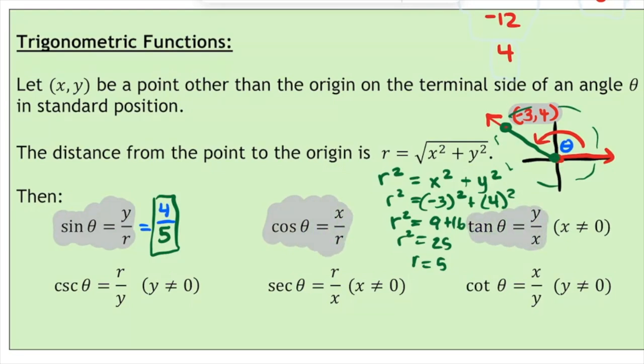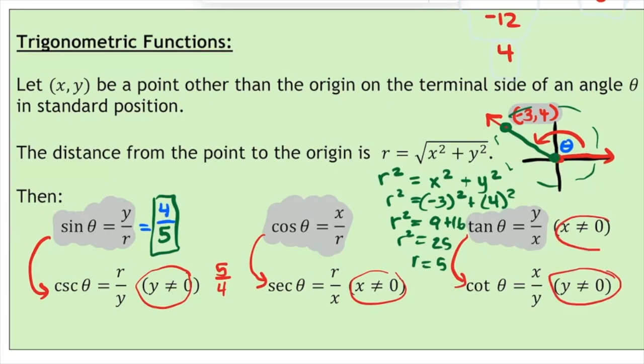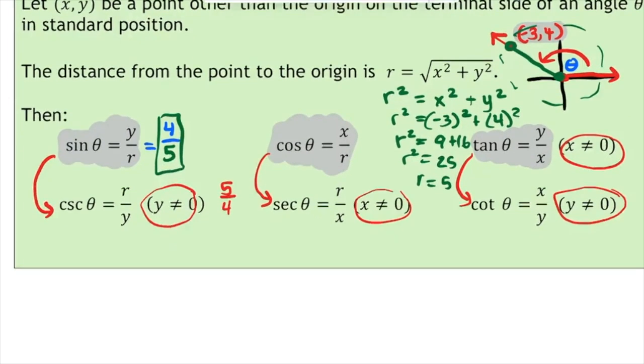And then if you want the other 3 trig function values, it's easier just to remember the reciprocals and which ones pair together. So to get my cosecant value, it's just the reciprocal of sine. So I can just flip my sine value and have 5 over 4. And then cosine and secant are reciprocals. So you can just flip cosine to get secant. And same with tangent and cotangent. You might notice all these denominators can't be 0 because I can't divide by 0. If it is, your trig function value is just undefined.